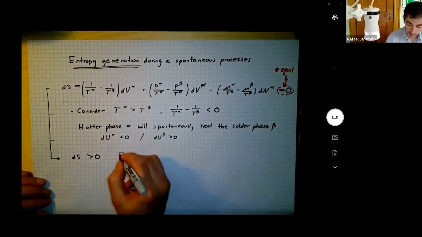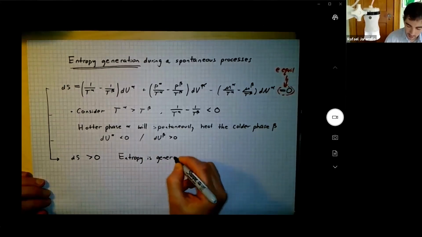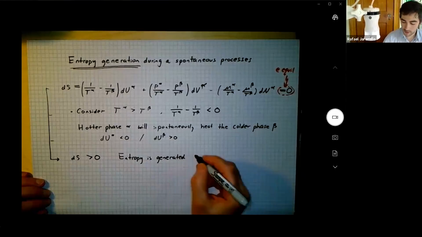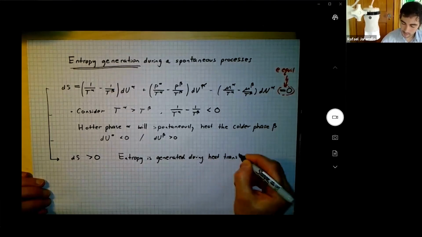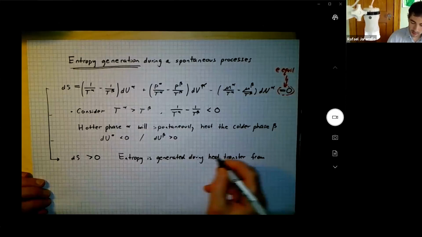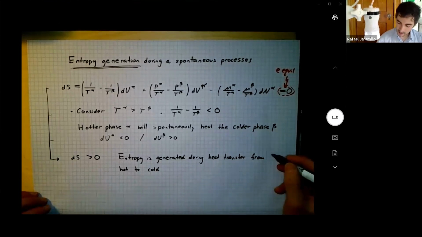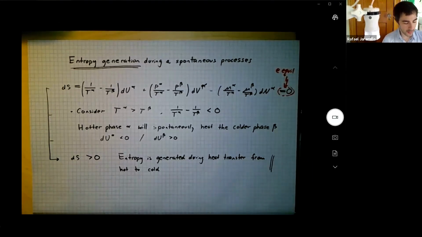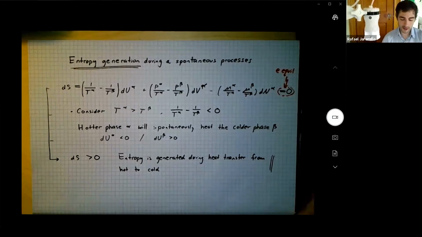Good. Entropy is generated. Entropy is generated during heat transfer from hot to cold. This is, again, a restatement of the second law. Super important. So when a hot object spontaneously heats a cold object, entropy is generated. That's what we want to see based on everything that we've postulated. And that's what the math gives us. So it's all consistent. That's good. Let's consider another case.